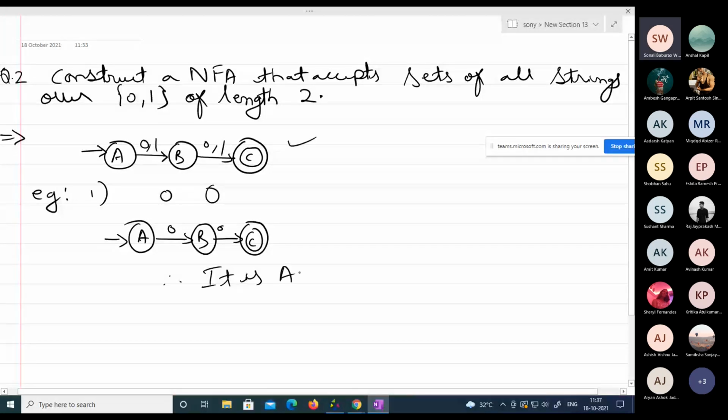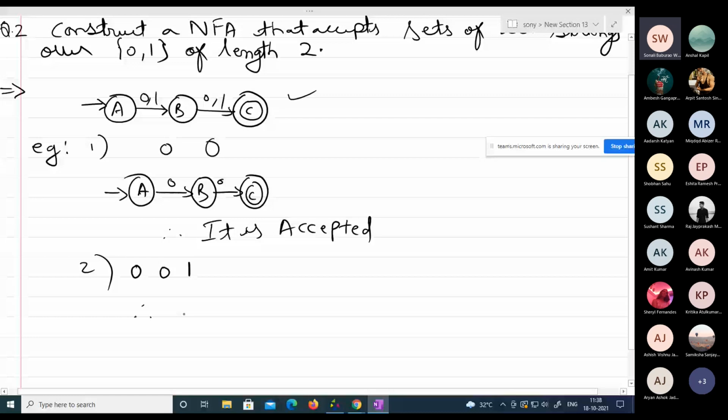Now, let me give you another example. Just check whether it's working or not. Take the example 0 0 1. I have three values now. Tell me, is it accepted or not? No, ma'am, not accepted. It is not accepted. Why?